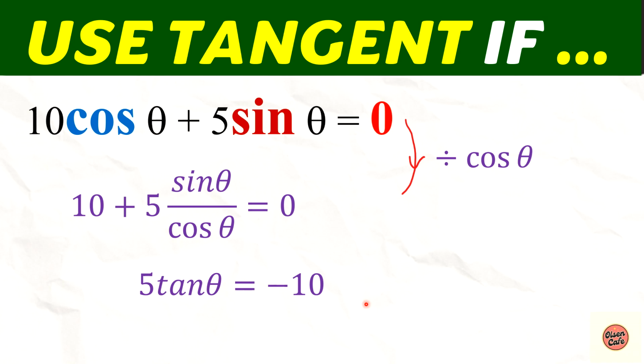So I simply rearrange this and simplify. I will eventually get tangent theta equals negative 2. So once I arrive at this, I only have the equation dealing with one function, which is tangent. And hence, I will be able to solve the equation from here onwards.